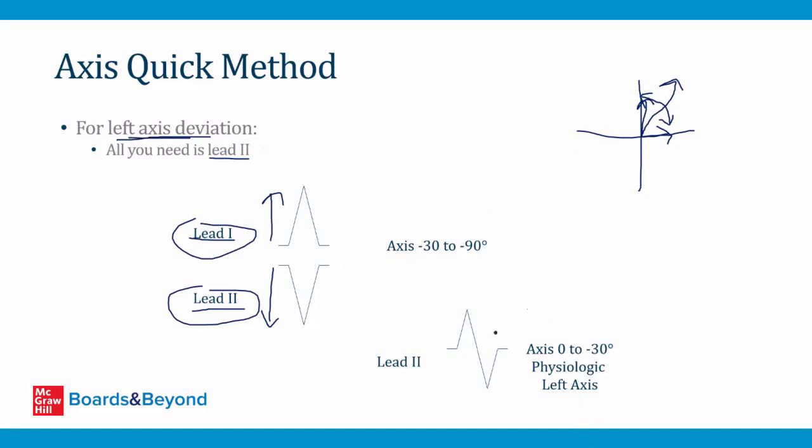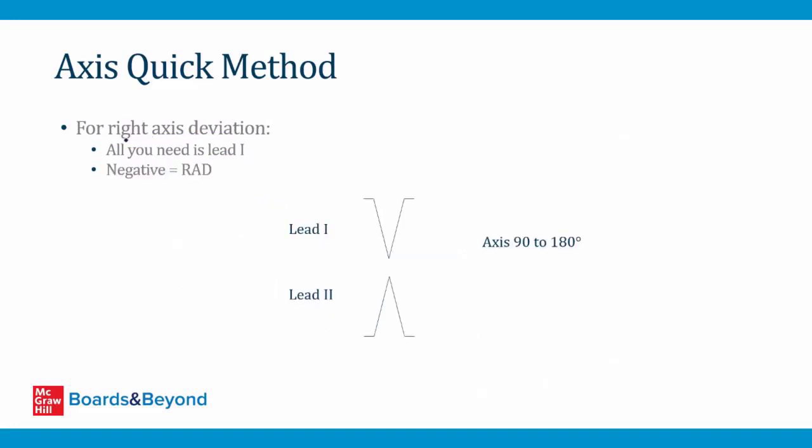There is one exception to this. If lead 2 looks like this, where it's halfway up and halfway down, that's called a physiologic left axis. It means that the patient's axis is 0 to minus 30, which is still within the normal range. So the bottom line here is a very negative lead 2 with a positive lead 1 is what you're looking for left axis deviation. If you want to know whether there's right axis deviation, all you need is lead 1.